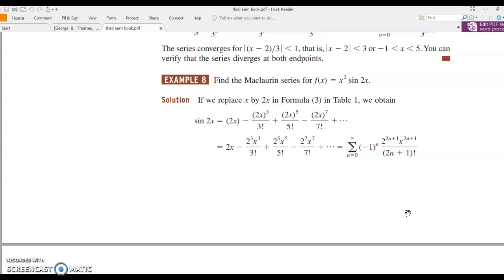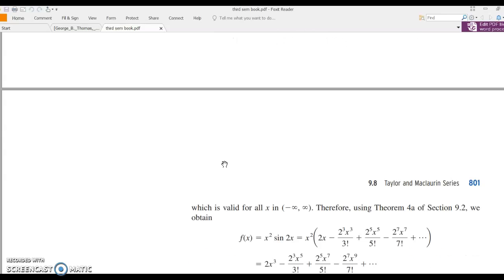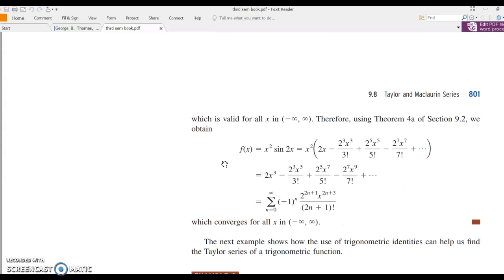Find a Maclaurin series for f of x equal to x squared sine 2x. So sine 2x, we can say, what will be the expansion of sine x, and we can replace this x by 2x. So sine 2x is equal to 2x minus (2x) whole cube divided by 3 factorial plus (2x) whole raised to 5 divided by 5 factorial minus (2x) whole raised to 7 divided by 7 factorial plus etc. And which is valid in minus infinity to infinity.